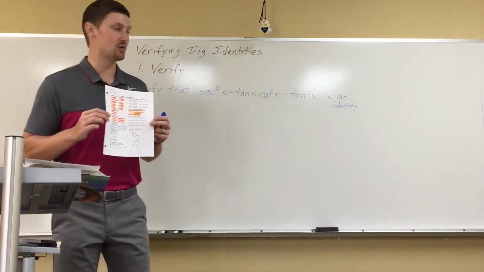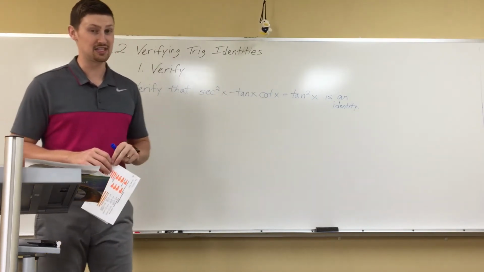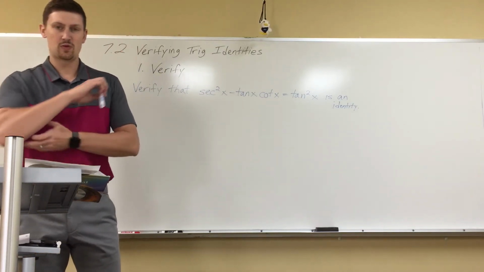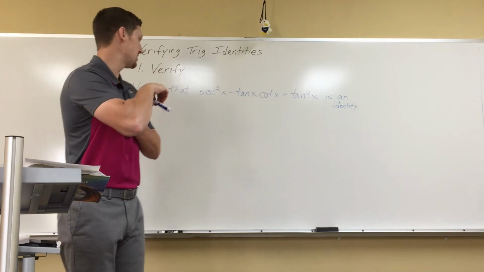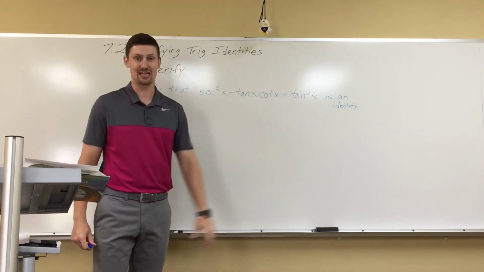What on our formula sheet can we substitute in for some stuff we have here? Again, thinking about our keys, especially if we can put everything in terms of sine and cosine. There's a few different ways to do this one, lots of different ways. We could change secant squared x into something. We could change this to sine over cosine, cosine over sine. Lots of things we could do.